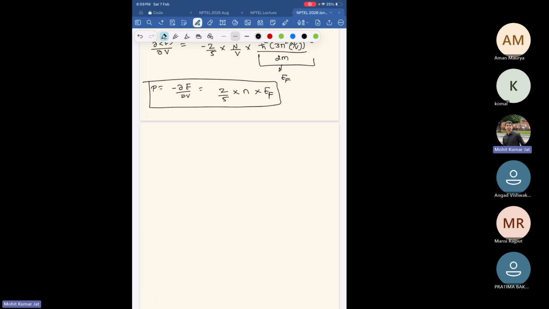And further, if you want to write it in terms of the average energy, you substitute the Fermi energy with respect to the average energy, and then at that point you will get your pressure to be 2 by 3 times average energy by volume. So that's a different case. You can also write it in a different form.